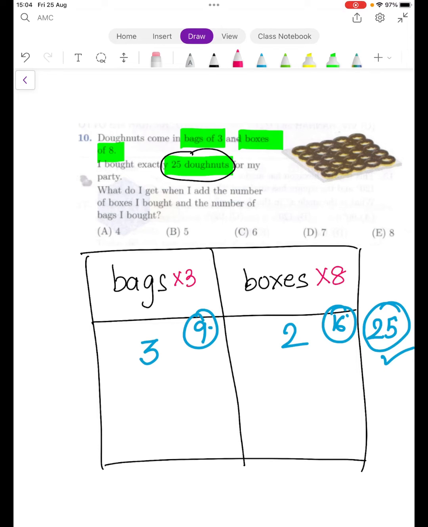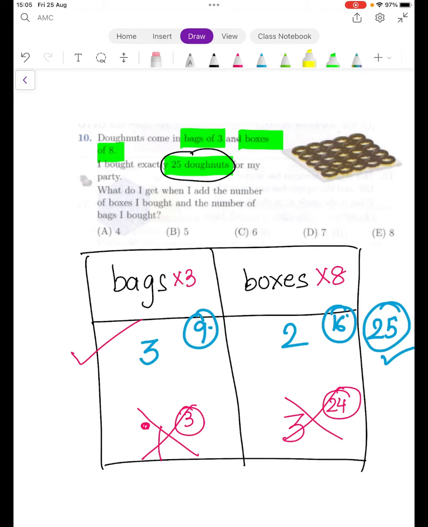And actually, you can go ahead and check more. If I buy 3 boxes, so that will be 24 donuts, 3 times 8. I just need 1 more donut, which I cannot. Even if I buy 1 bag here, I will get 3 donuts, so that will be 27. So that does not work if you had to go and check. So this is our correct answer.